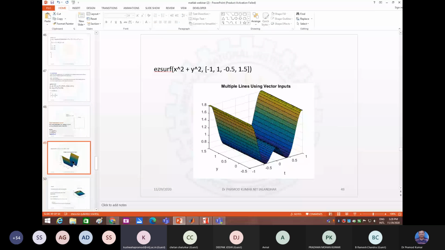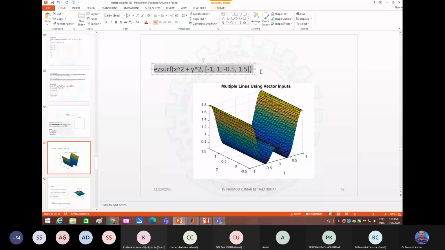Another simple surface command is there. Surface you have studied in your other classes. But ezsurf, we want to plot x square y square. This is the function, and it varies from -1 to 1 and -0.5 to 1.5. And then you will plot this. You will get such a type of plot here, and again this we will write it here.